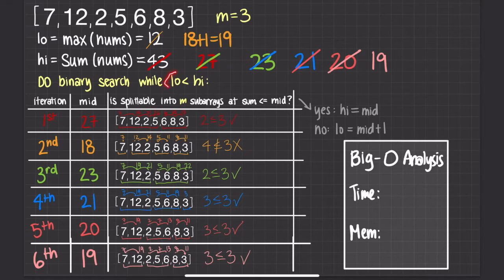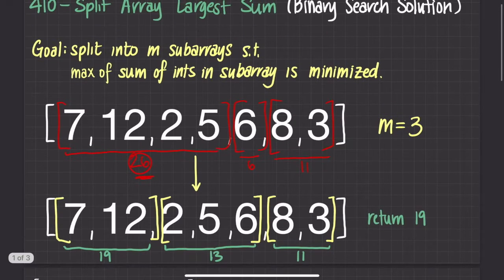And since our low value is no longer less than high, since it's equal to high, we return, finally, our high value, 19. This matches what we have discovered previously about the best solution.